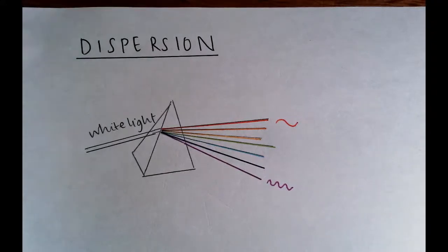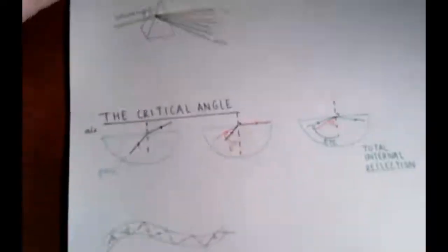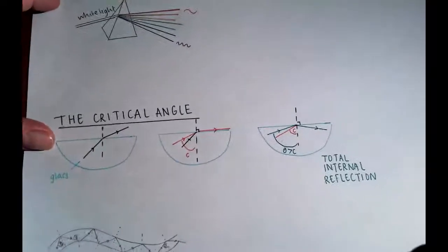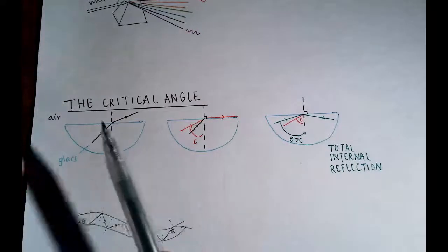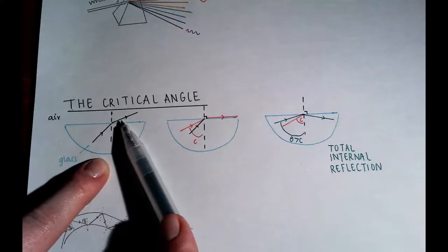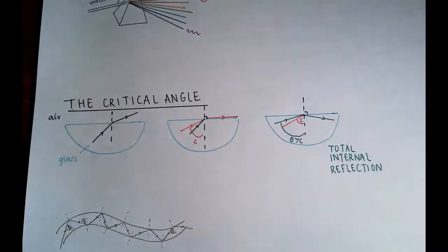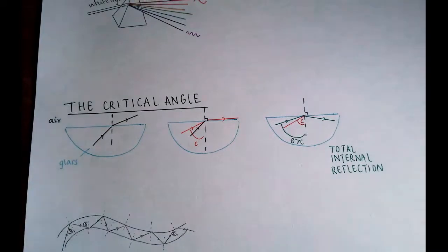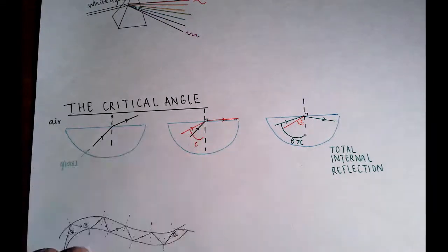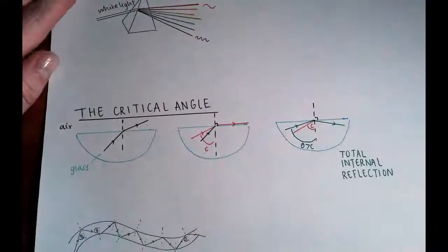Okay, one more bit to get through, and that's the critical angle. Let me move this up so we can see a bit more. Okay, I want you to imagine we have light inside of some glass, and it's travelling towards the surface of the glass where air is on the other side. Okay, now we know that air is a faster medium, so it moves away from the normal, so we get a bend in this direction. Okay, so that's just normal refraction at a boundary between two media.